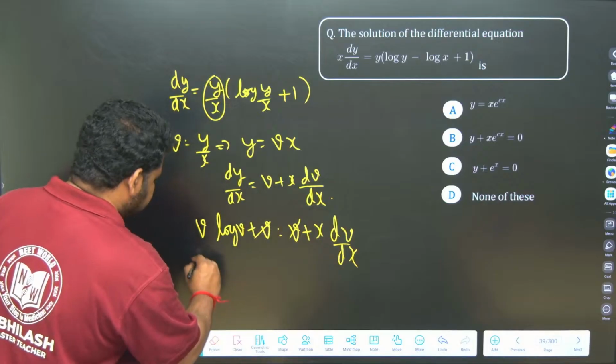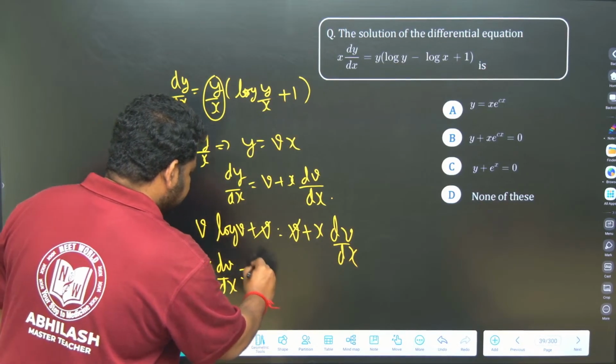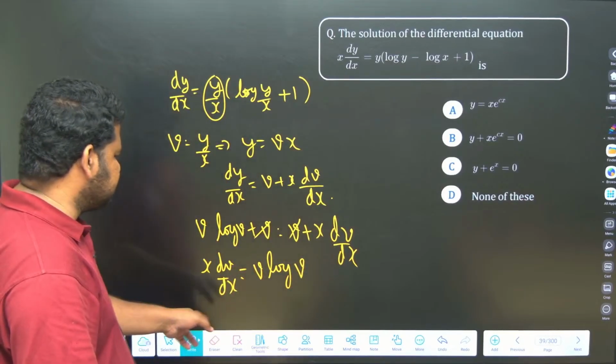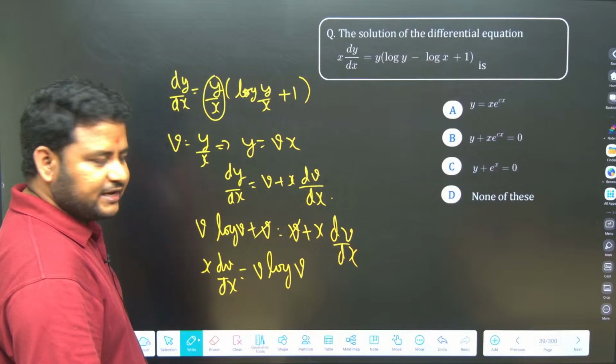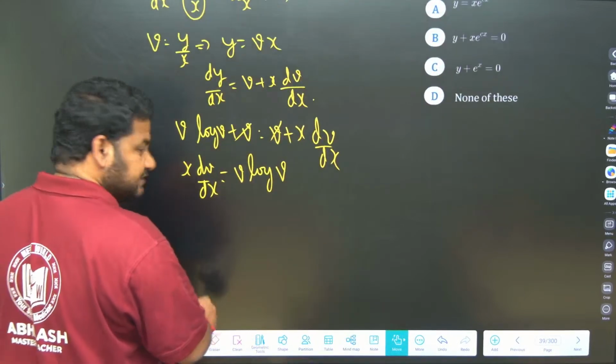This will become x times dv by dx is equal to v log v, that's it. Now what can I do? This is in variable separable form. Now it is very easy to integrate.